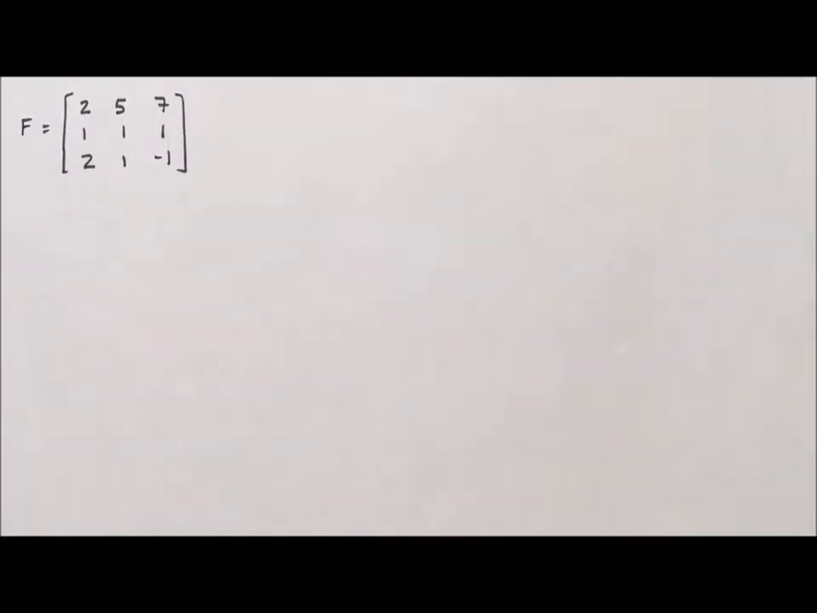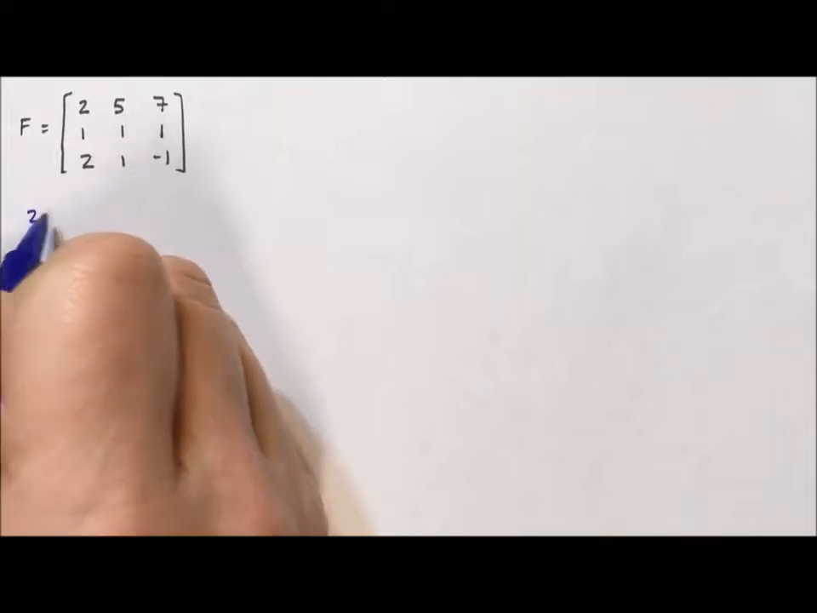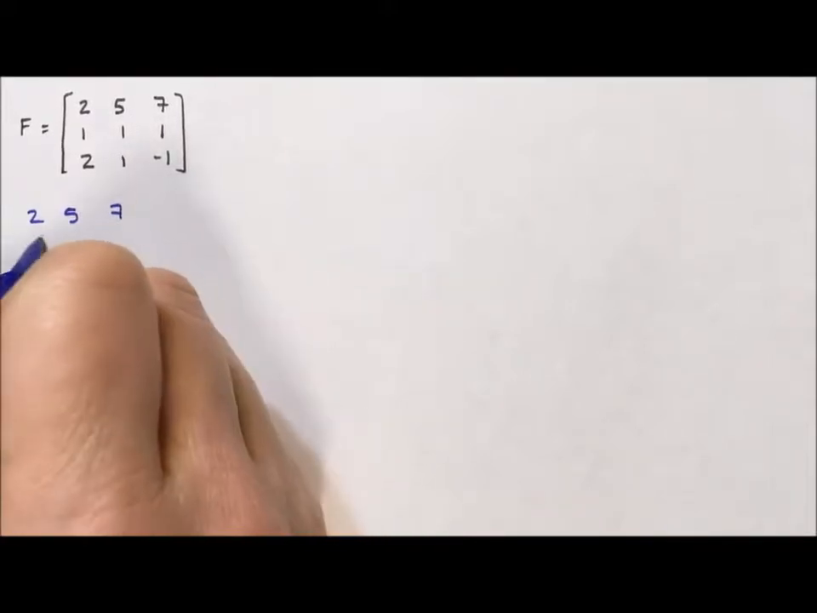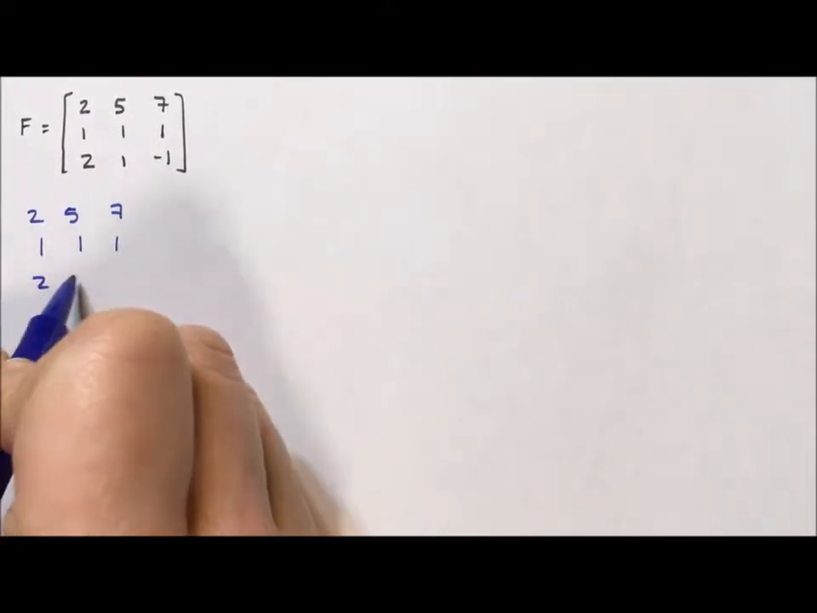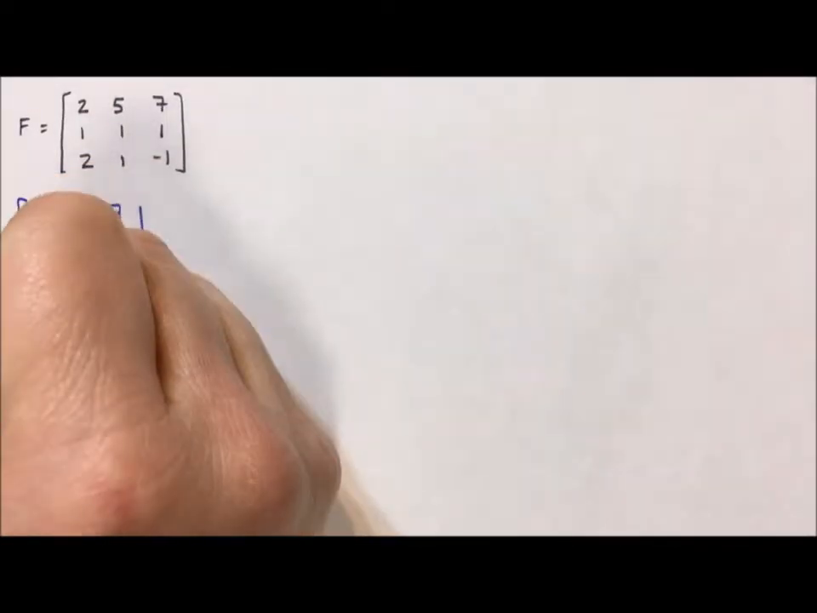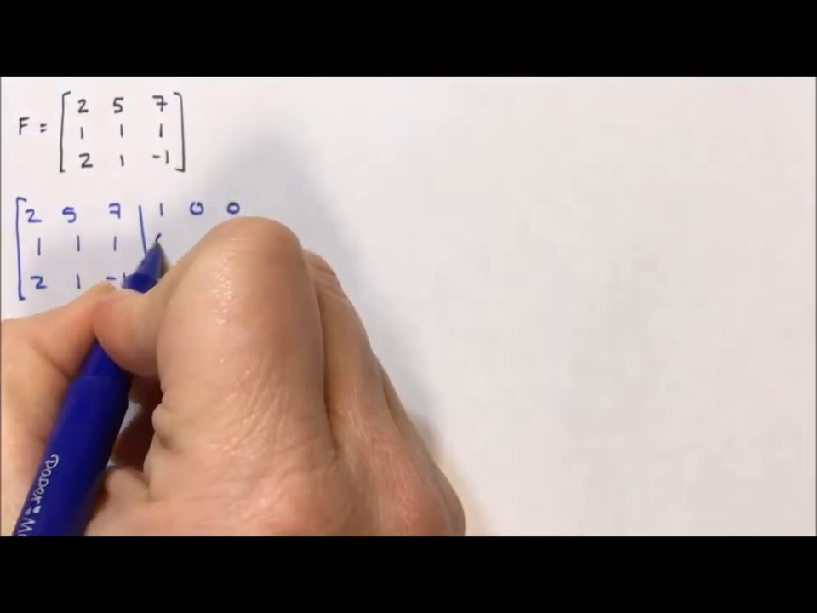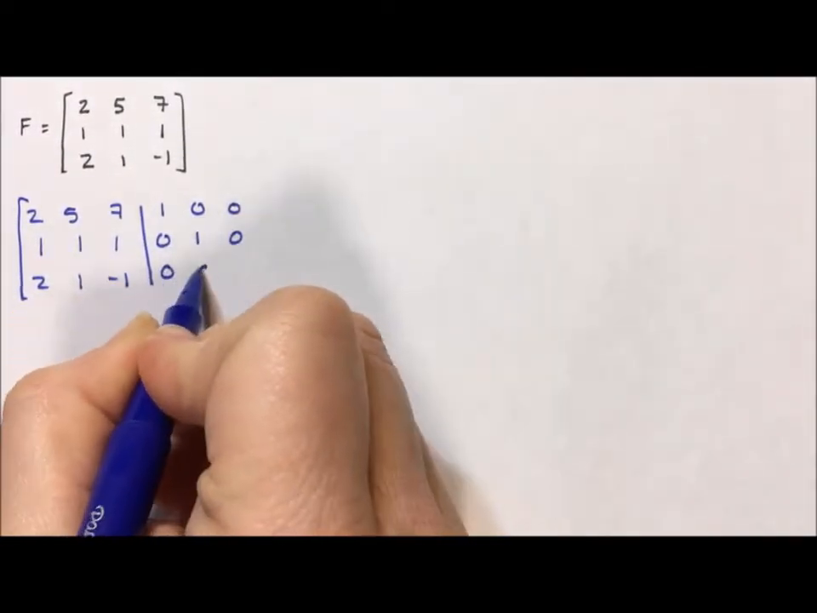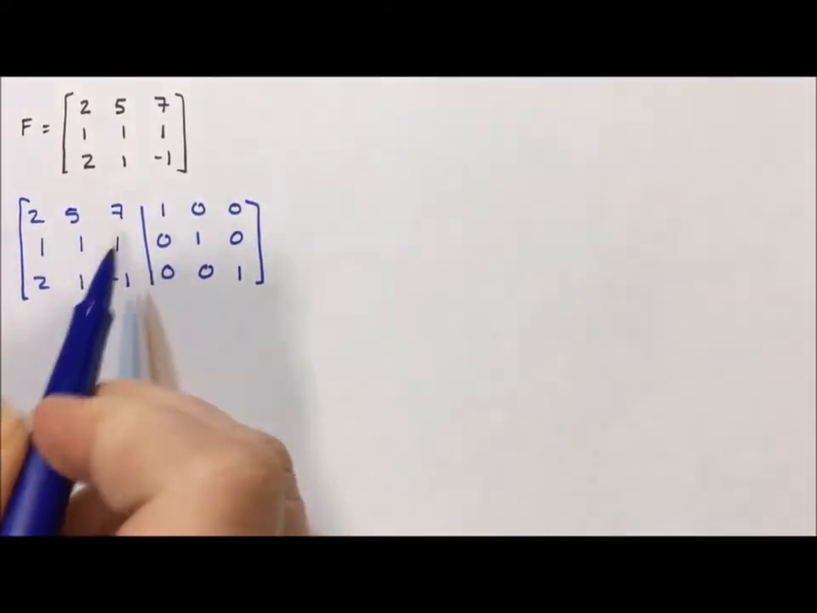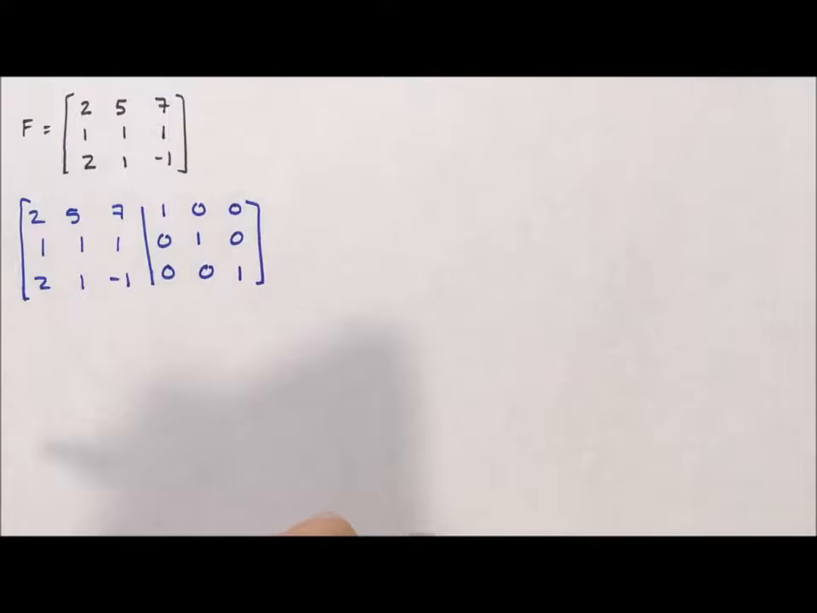Today I'm doing a series of videos where I'm trying to find the inverse of different matrices. The method I'm using is one where we start by writing out the original matrix, so 2, 5, 7, 1, 1, 1, 2, 1, negative 1, and we put a line instead of the other bracket, and we put an identity matrix. The idea of this method is if I can use row manipulation to get an identity matrix on the left, I get an inverse on the right.